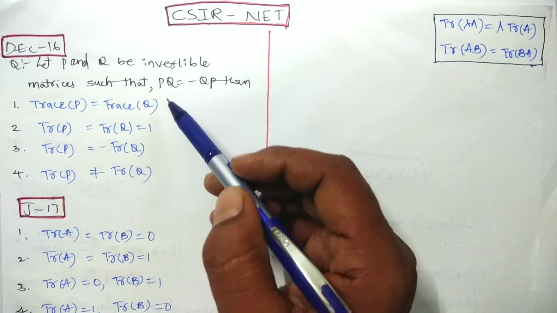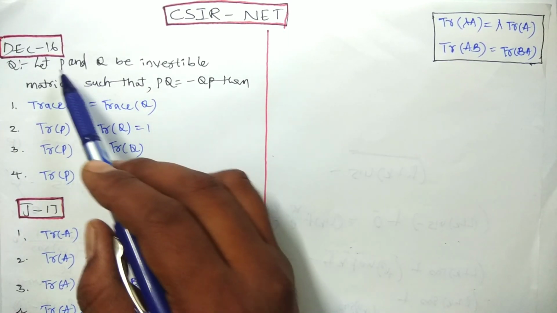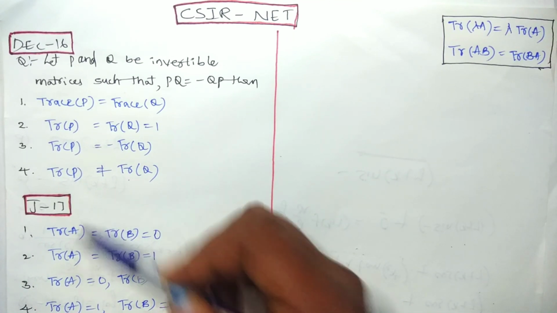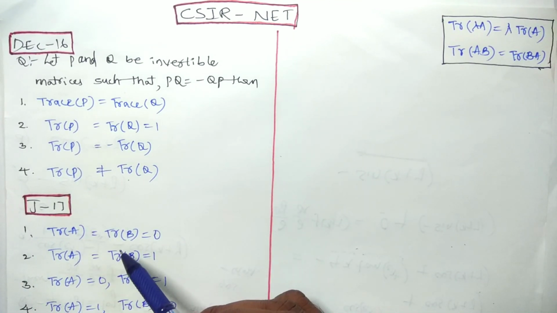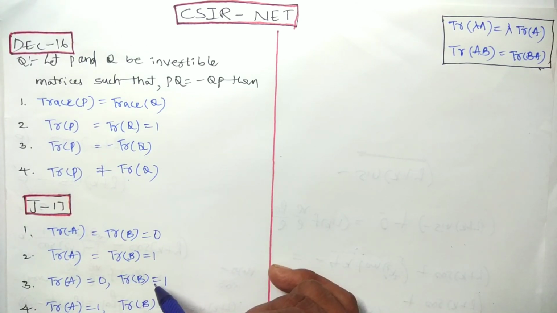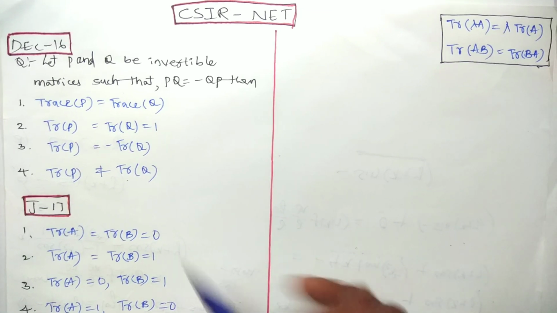The same question appears again, but in place of P and Q we have A and B. This is a question of June 17. The options are: trace A equals trace B equals 0; trace A equals trace B equals 1; trace A equals 0, trace B equals 1; trace A equals 1, trace B equals 0.